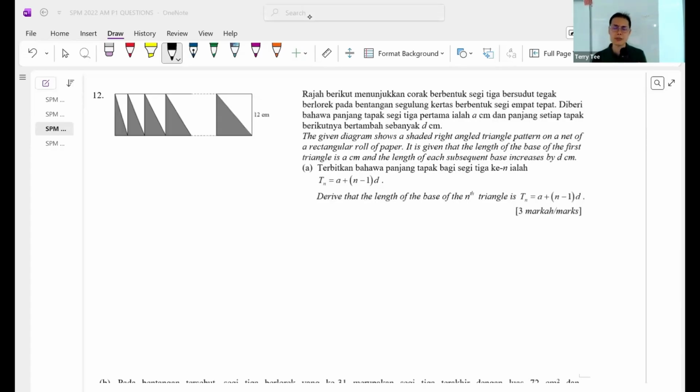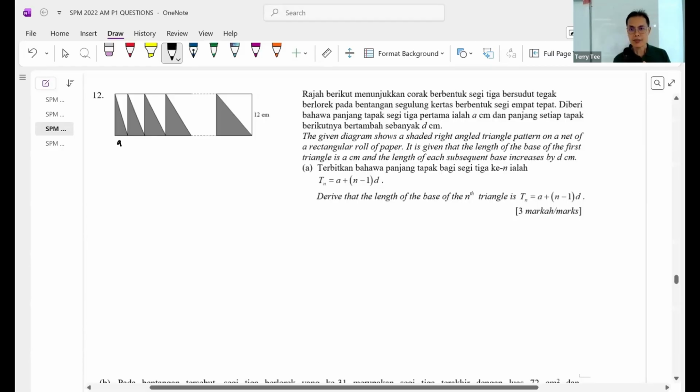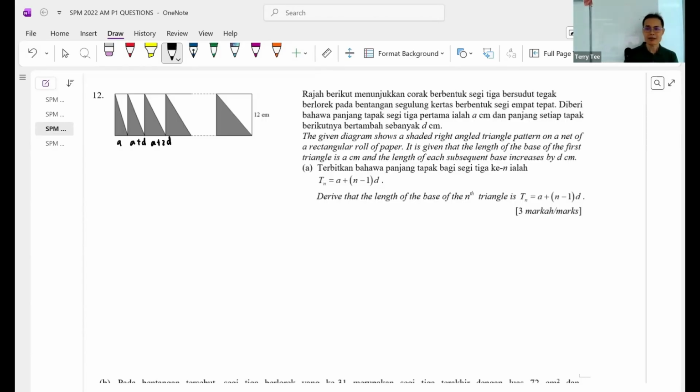Okay, moving on to Form 4 Chapter 5, progression. This one we have to derive. The diagram shows shaded right angle triangle patterns of a net of a rectangular roll of paper. It's given that the length of the base of the first triangle is a. The length of the subsequent one increases by d, so it's a plus d, increased by one more, a plus 2d, and so on. Now we are supposed to derive the length of the base of the nth triangle. You can write it horizontally, you can write it vertically, up to you.